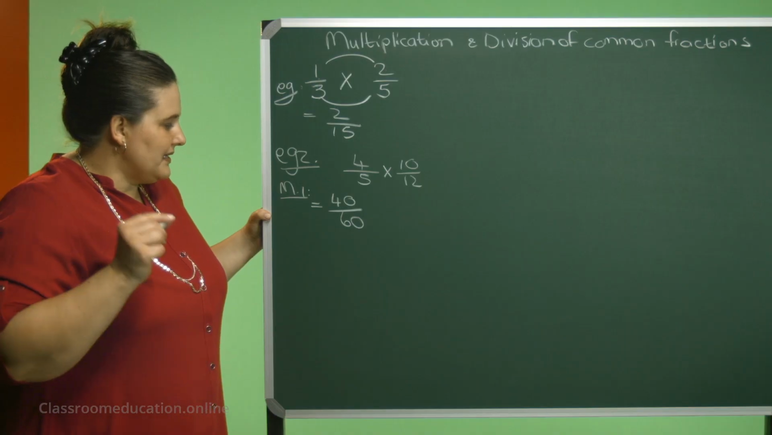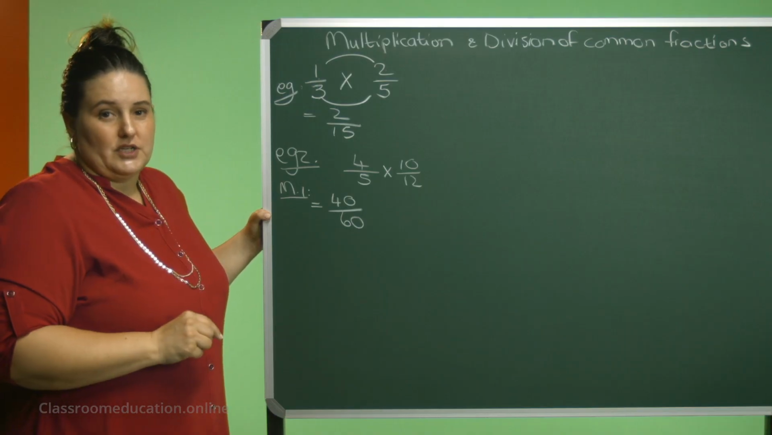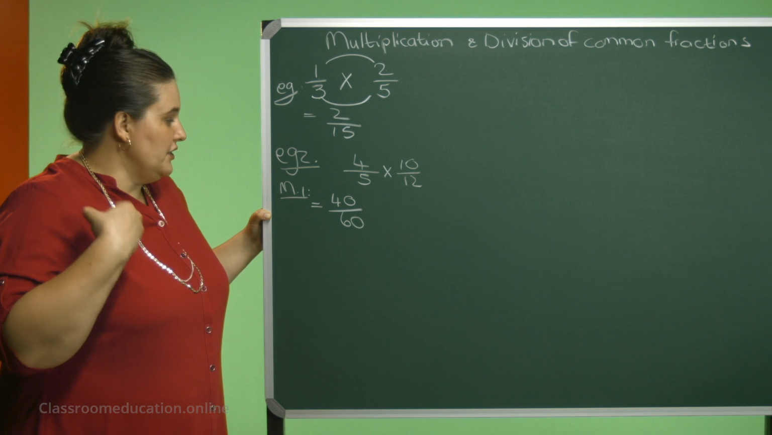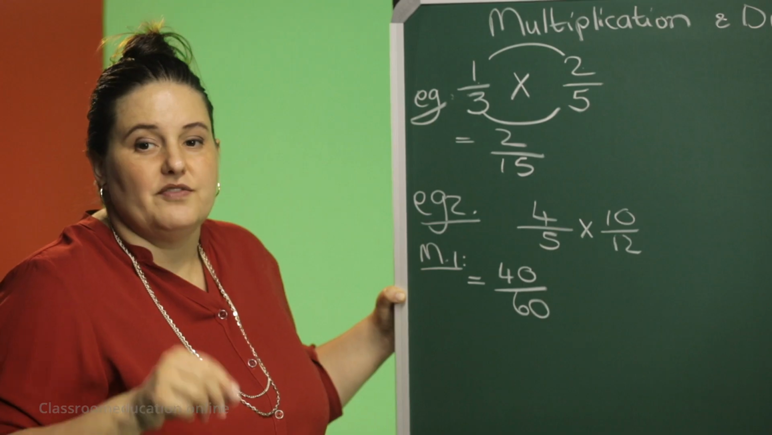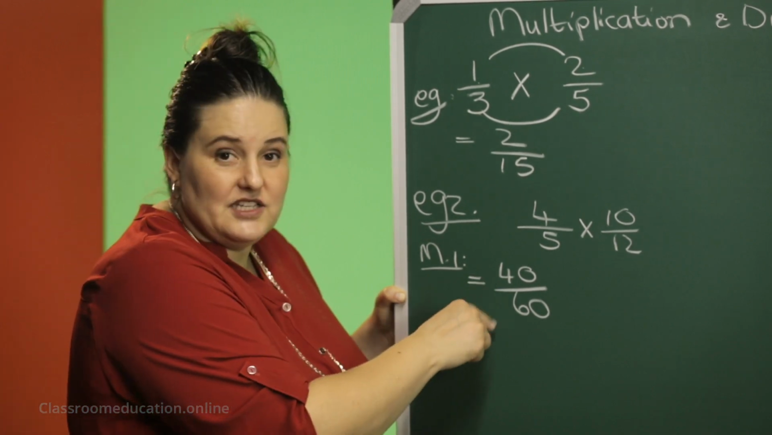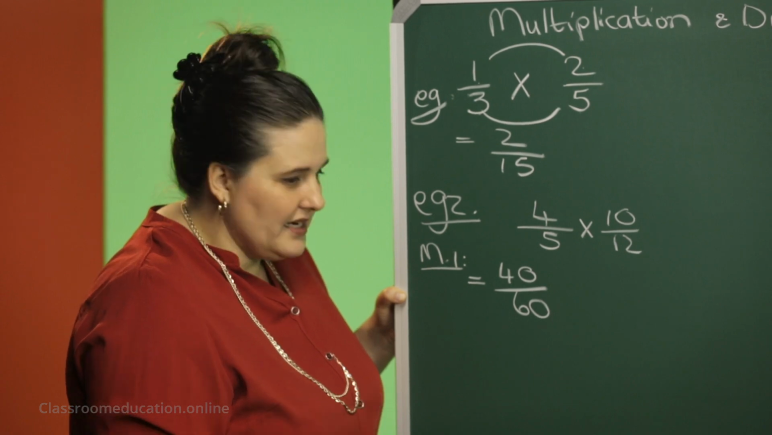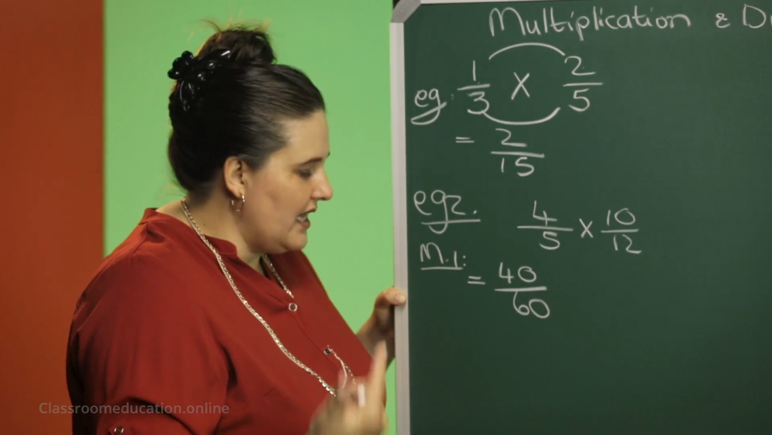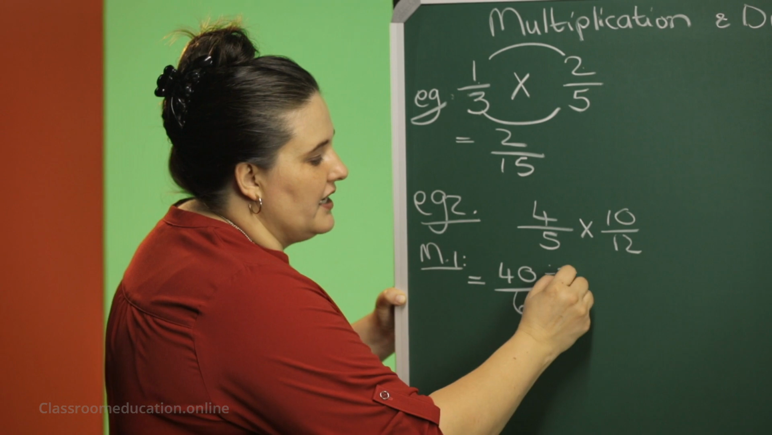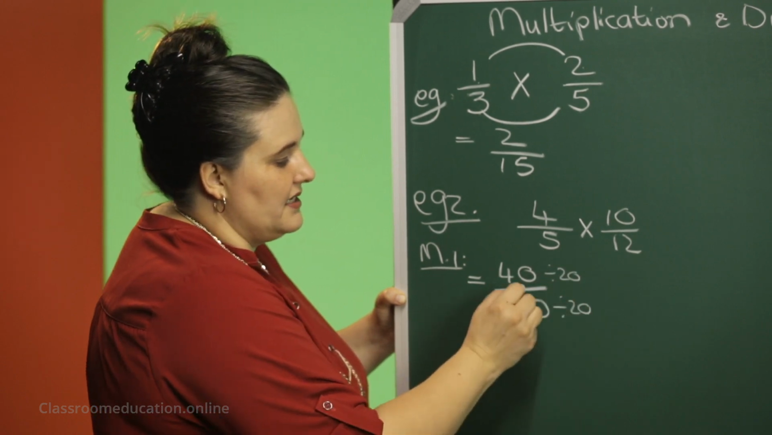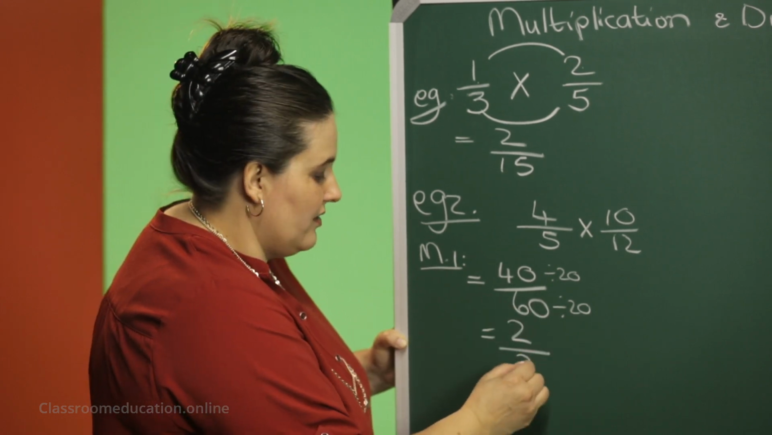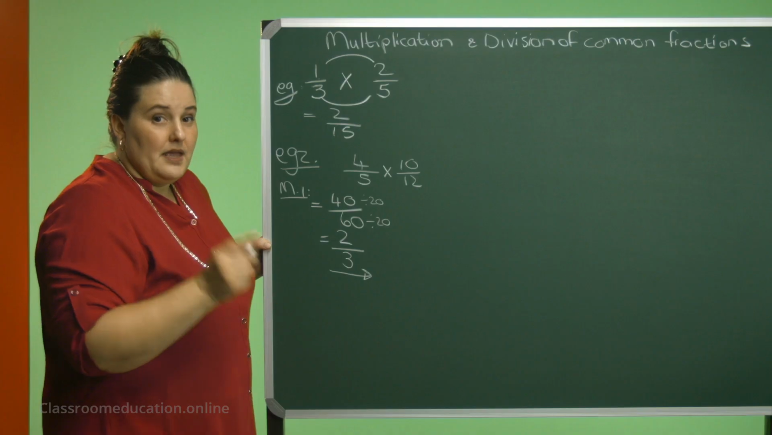40/60. But now I need to simplify my fraction. To simplify my fraction, I need to divide both the numerator and the denominator by the highest common factor, the HCF. So what is the highest common factor in this case? 2 can go into that, yes. 10 can go into that, yes. 5, yes. But the highest one will be 20. So I'm going to divide top and bottom by 20. So 40 divided by 20 will be 2, and 60 divided by 20 will be 3. That's method 1.